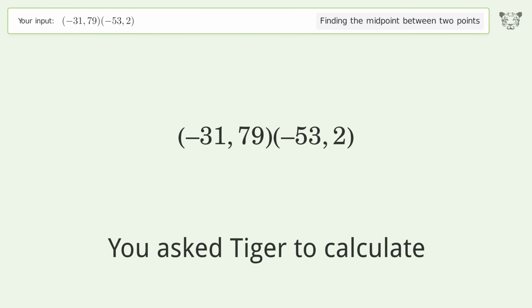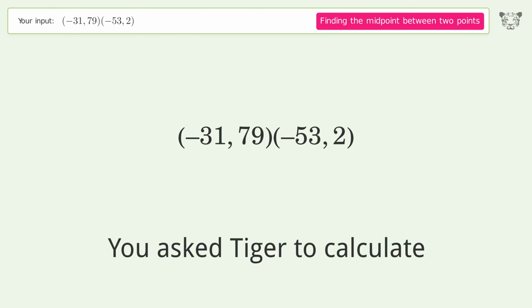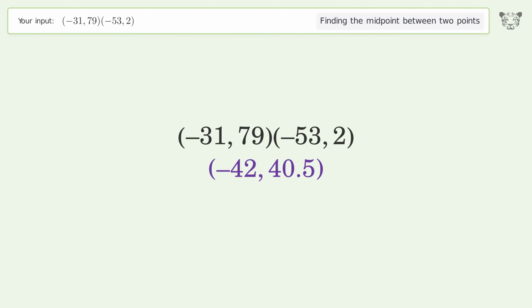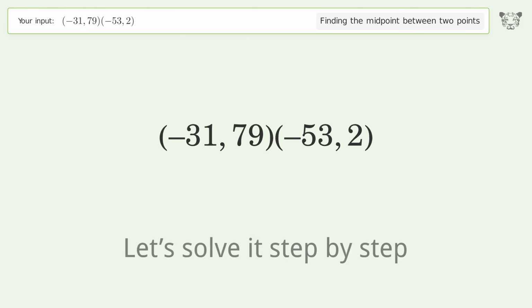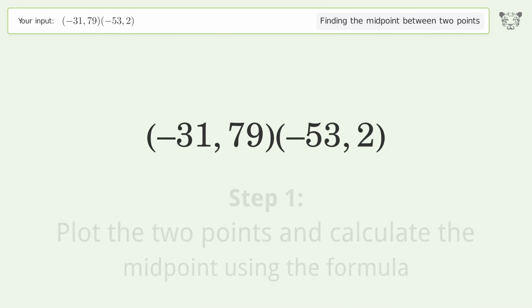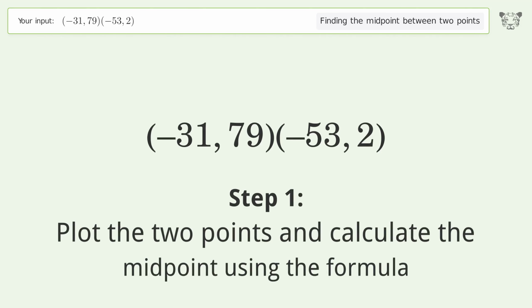You ask Tiger to calculate. This deals with finding the midpoint between 2 points. The midpoint between the 2 points is -42, 40.5. Let's solve it step by step. Plot the 2 points and calculate the midpoint using the formula.